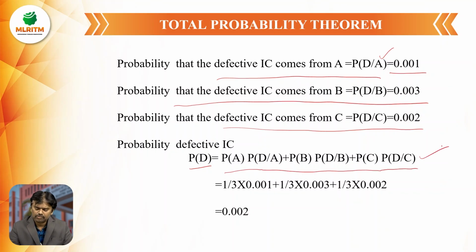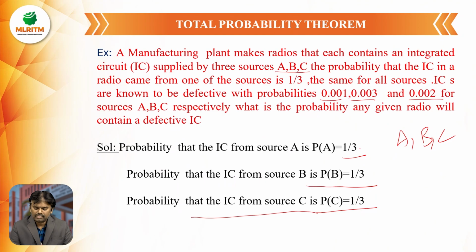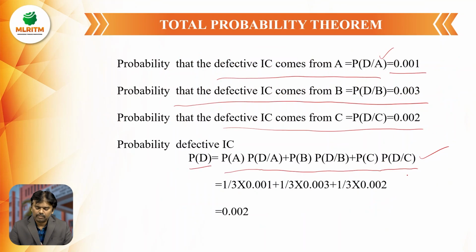Here I am having three sources, and I am taking the summation over the three sources. The first is from source A, the second is from source B, the third IC is from source C. So P of A is 1 by 3, P of B is 1 by 3, P of C is also 1 by 3, and P of D given A, P of D given B, P of D given C.